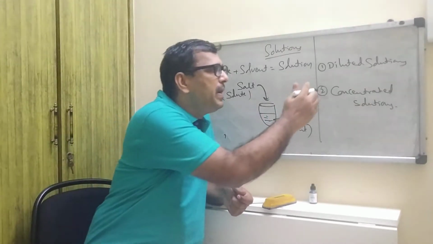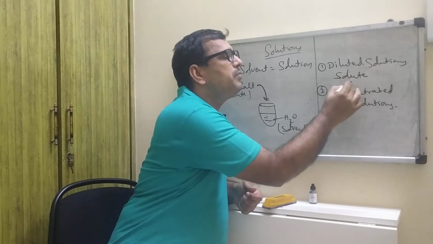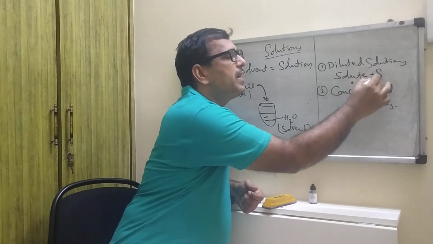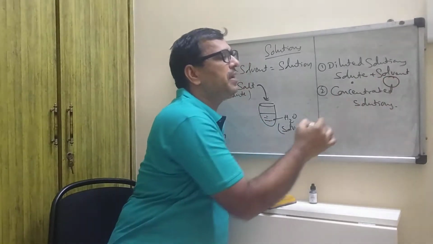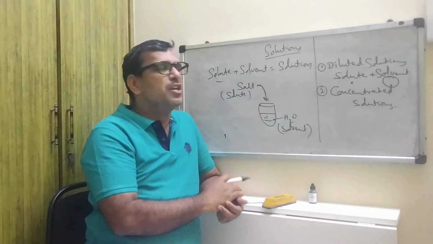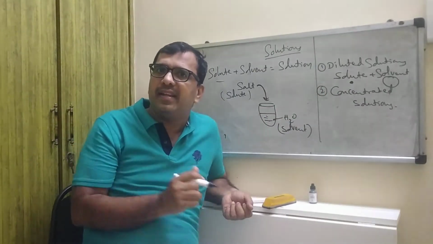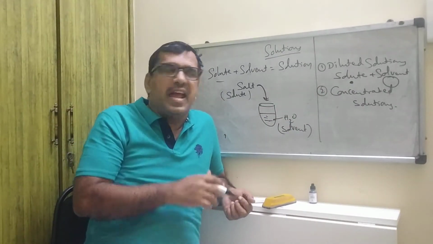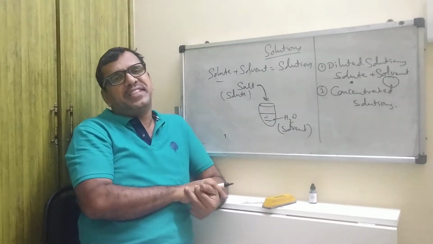What do you mean by dilute? It means the solute percentage is very small, but the solvent percentage is very high. Excess of solvent is added, so that is why it's called a diluted solution.